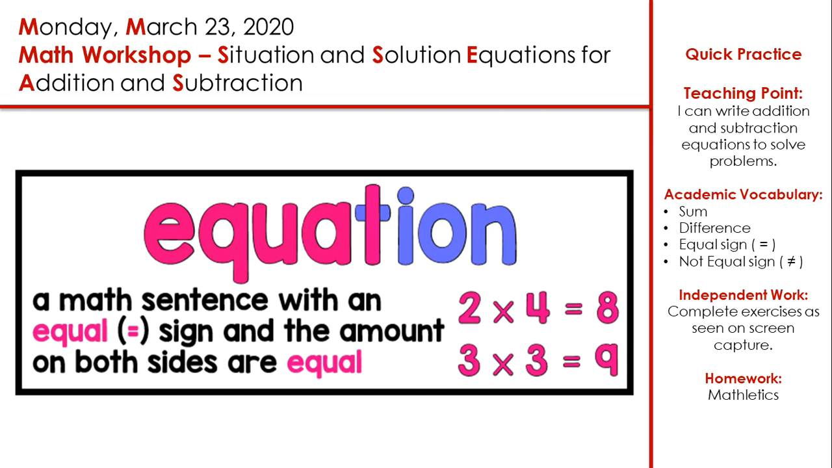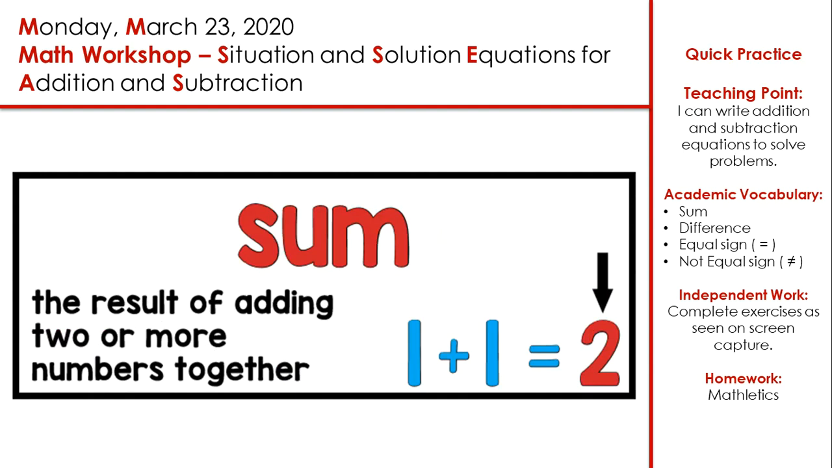So it's a math sentence with an equal sign, and the amounts on both sides are equal, right? You might say, oh, 2 times 4 is not equal to 8. They're not the same visually, but they still have the same value. That's why we use the equal sign right there. Alright, so the first one that we're going to be taking a look at is sum. When we talk about sum, we're talking about the result of adding two or more numbers together. In multiplication, we already know that we call this product, right? But in addition, this is called sum.